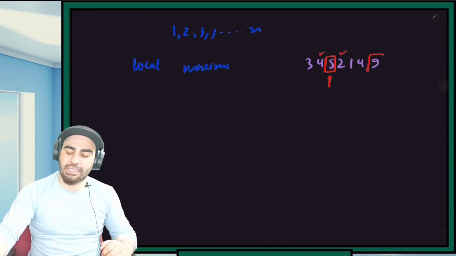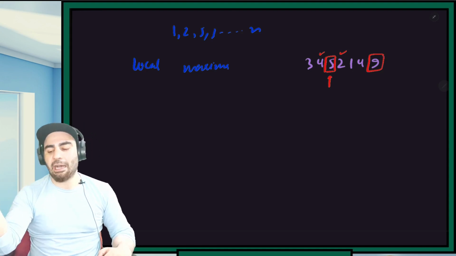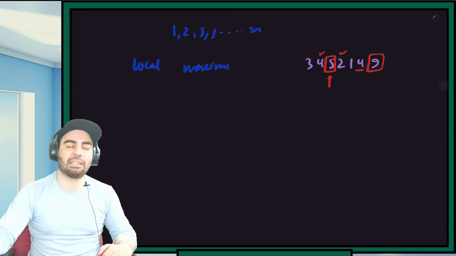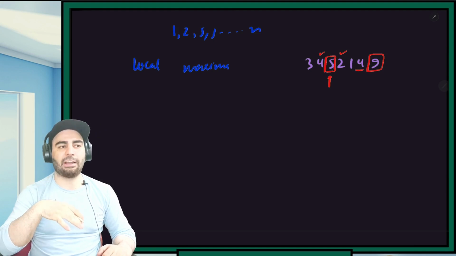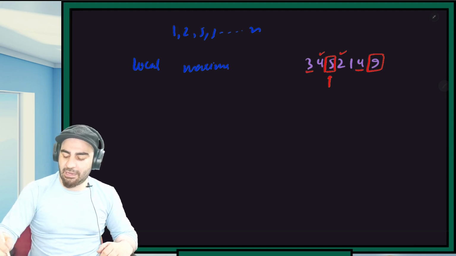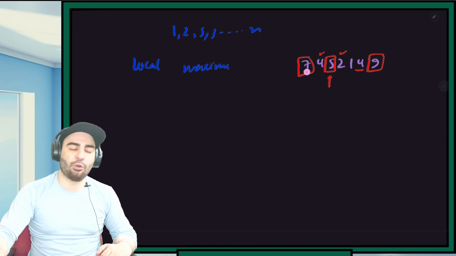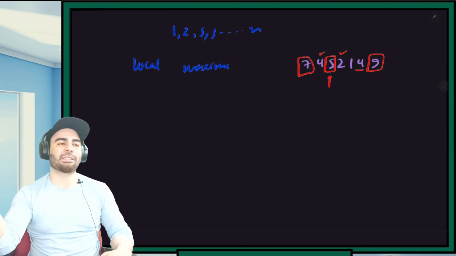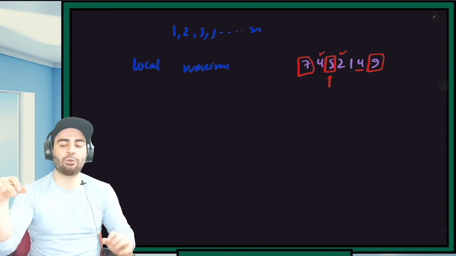Similarly, I'll call this 9 a local maxima. It's a number which is at the end, and I'll call it local maxima if it is greater than the number on the left side of it. Also on the starting side, let's suppose I write 7 over here, then I'll also make it a local maximum, because the number on the right side of it is smaller than it. So I hope that you got the concept of local maximum.